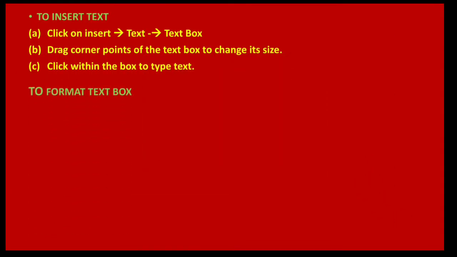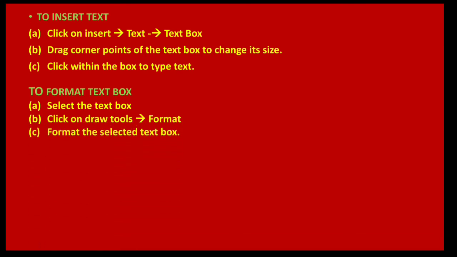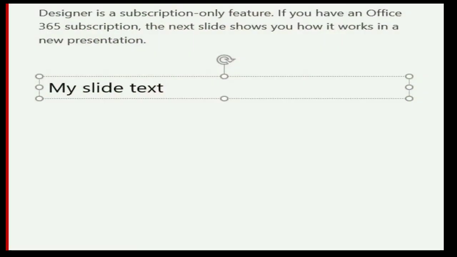and then you have to format the text box. So select the text box and then click on draw tools, then select format, and then format the selected text box. So this is the text box. Now you can see the small round buttons. You can drag them inside to make the box small and drag them outside to make it big. And in my slide text, that is the text that you have written inside the box, you can change the background color of the text box and you can even change the text color also.